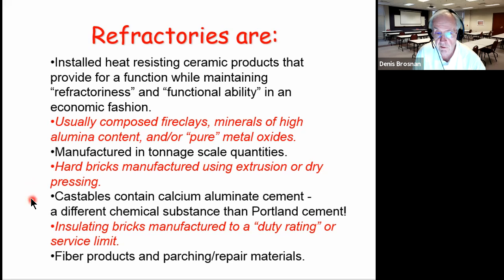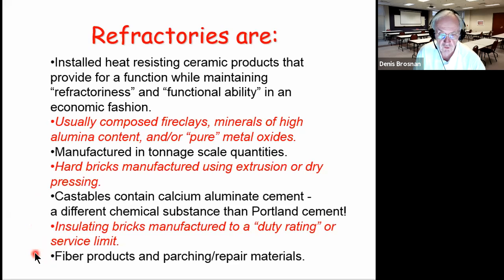There are castable refractories. These are refractories that are mixed with water and cast like concrete. They're refractory concrete, not Portland cement concrete. Castables contain calcium aluminate cement as the binder, not calcium silicate cement. And so castable refractories act a lot differently because of this calcium aluminate cement. We have insulating products like insulating fire bricks. They all have a duty rating, and we have fiber refractory products and some other things that go along here, but the fibers are perhaps a more recent invention.